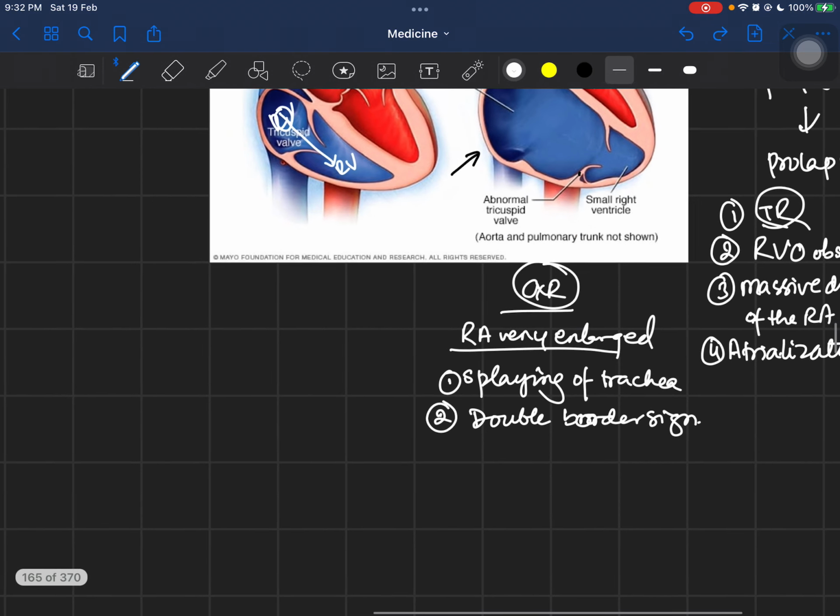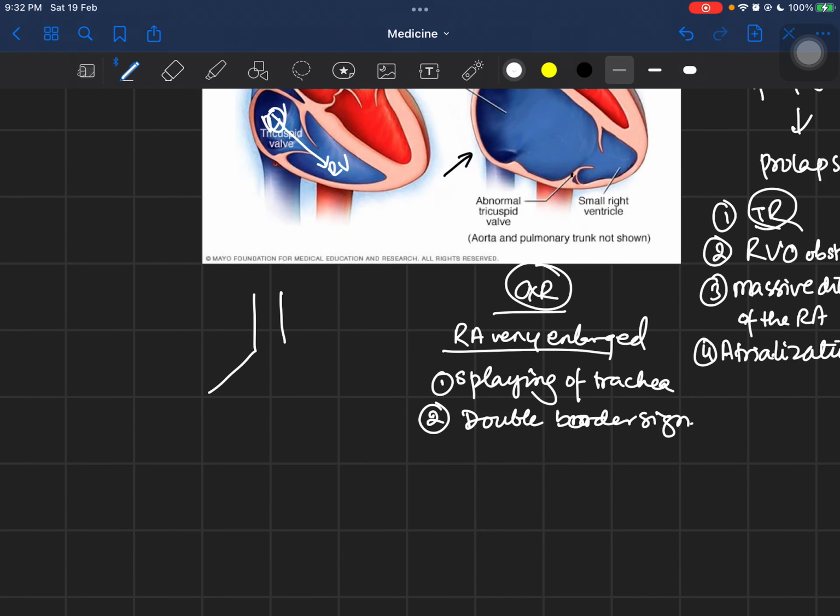And splaying of the trachea is basically because, imagine this is your trachea, with left side as well as right side. The right side is more vertical and broader, and the left side is more horizontal, shorter, and narrower. Here is the location of your right atrium. If it enlarges, it will cause further splaying of the two principal bronchi, right and left main bronchus, and this is seen in the X-ray as splaying of the trachea.